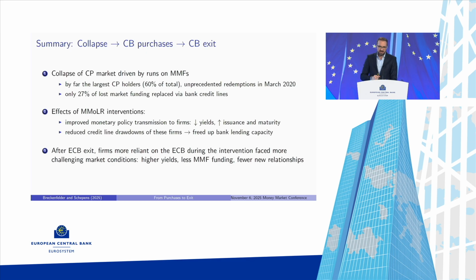Then the ECB intervened, and the effects of the market maker of last resort were that it improved the monetary policy transmission to firms. The yields, in fact, went down, issuance and maturity went up. And it reduced credit line drawdowns of these firms and freed up bank lending capacity.